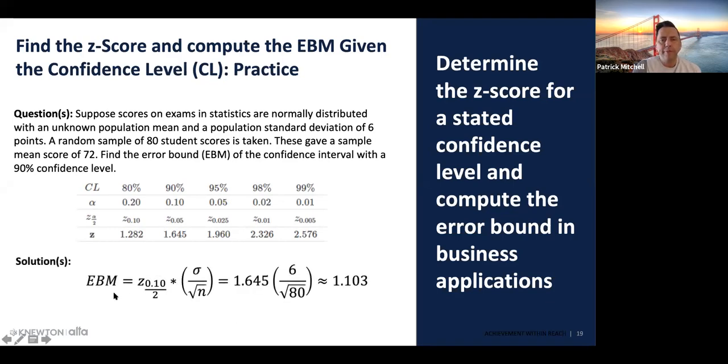So using the same formula, z sub alpha over 2 times sigma over the square root of n. 90% confidence level gives me a z-score of 1.645. The population standard deviation is 6. The sample size is 80. That error bound comes out to 1.103.